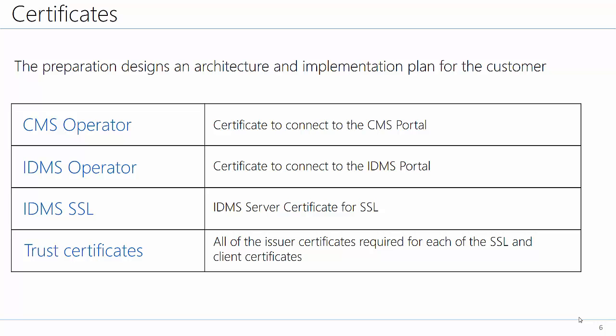Next, the IDMS SSL certificate is required. This is the certificate that's installed on Microsoft IIS to enforce SSL server-side authentication. Finally, the trusted certificates for each of these certificates are required to be installed in the operating system itself. We'll go through steps to validate that each certificate can be trusted and the IDMS can utilize them for authentication transactions.